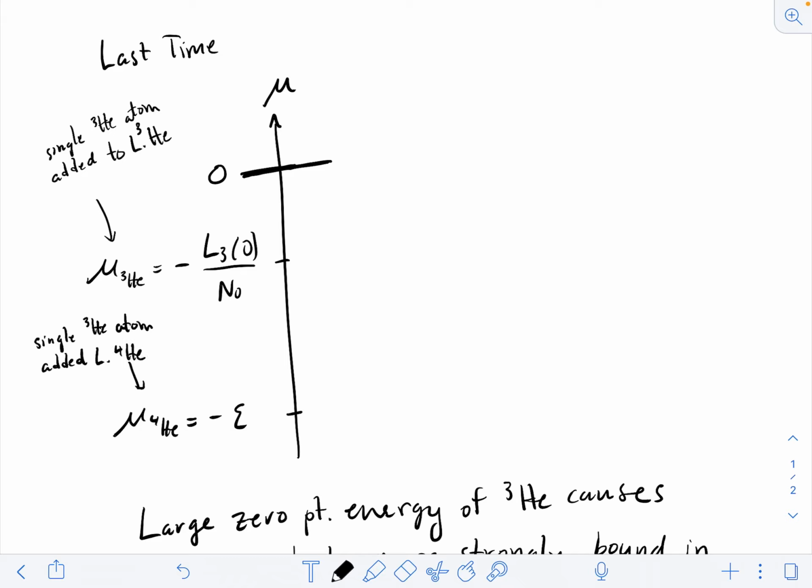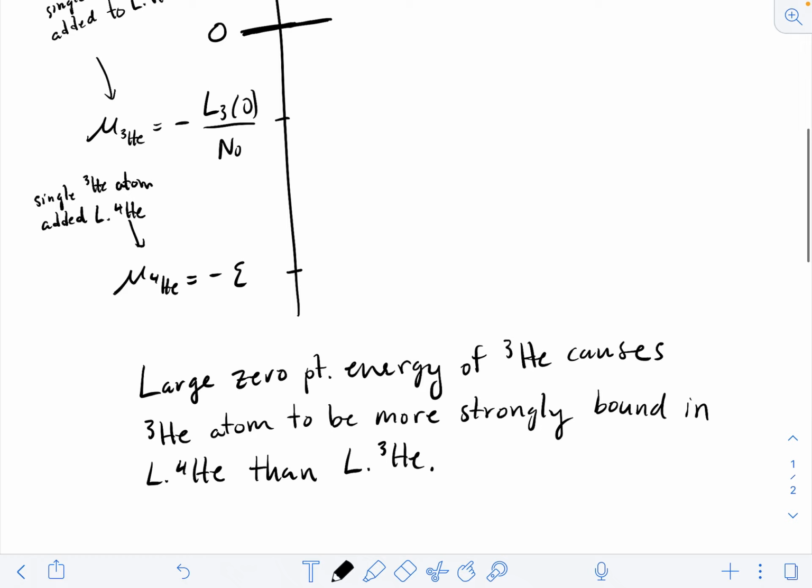And that one we denoted epsilon, and the important point is that epsilon was larger than the latent heat per particle, so that the chemical potentials looked like this along this axis. For adding a helium-3 atom to liquid helium-4, the chemical potential was a larger negative number, so the binding energy was higher. Okay, and so the summary was that the large zero-point energy of helium-3 causes a helium-3 atom to be more strongly bound in liquid helium-4 than liquid helium-3.